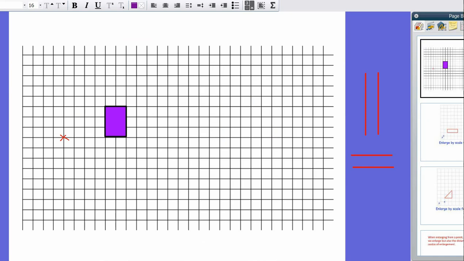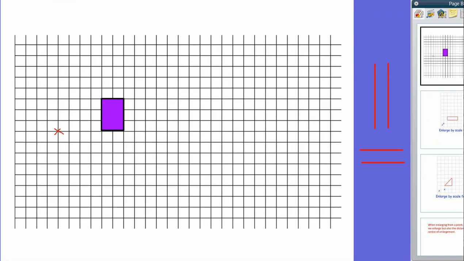So here I've got a purple rectangle, and I've got this center of enlargement. Okay, and what we're going to do, we're going to enlarge this by a scale factor 2 as well. So I can see that this is 3 and this is 2. So I know it's going to be 6 up and down and 4 left and right. I know. But I can't just draw it anywhere anymore.